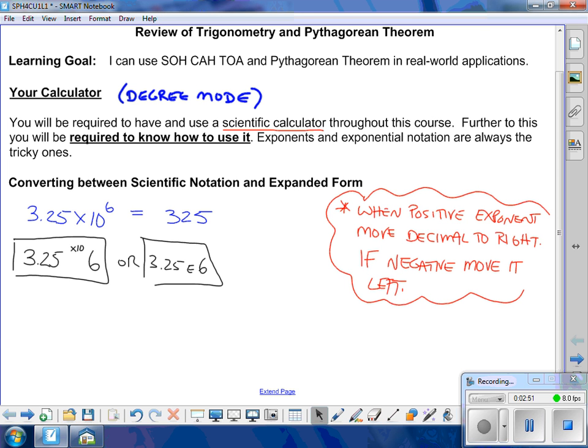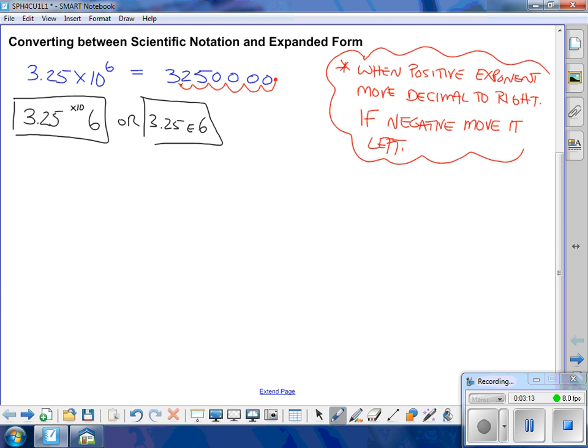So 3.25 times 10 to the 6th, that means my decimal place has to move 6 times. So it was here. So once, twice, 3, 4, 5, 6. This is where the decimal is going to end. What we do is we need to fill these spots with placeholders. So we add zeros. So 3.25 times 10 to the 6th is actually 3,250,000.